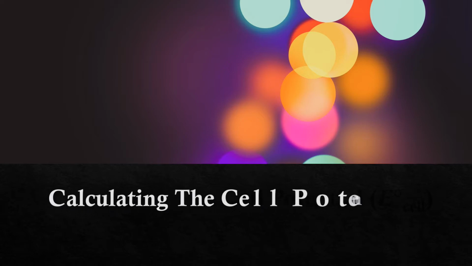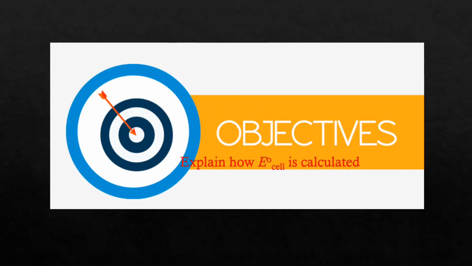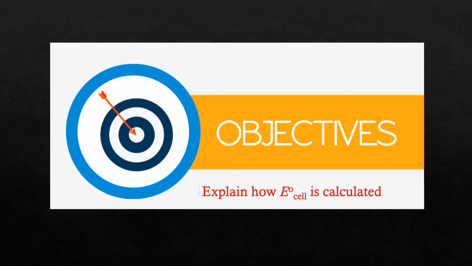Hello everyone. We've known that the cell potential, E cell, is a measure of the overall tendency of the redox reaction to occur spontaneously. In today's lesson, we are going to calculate the cell potential, E cell. The objective is to explain how the cell potential is calculated.